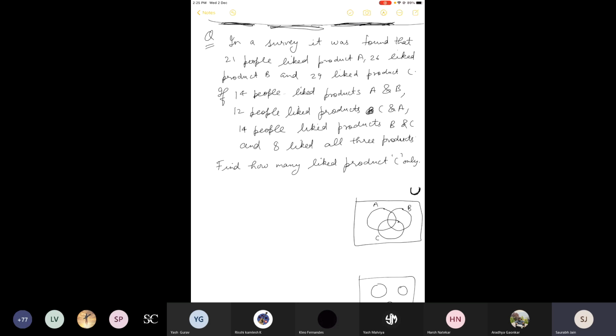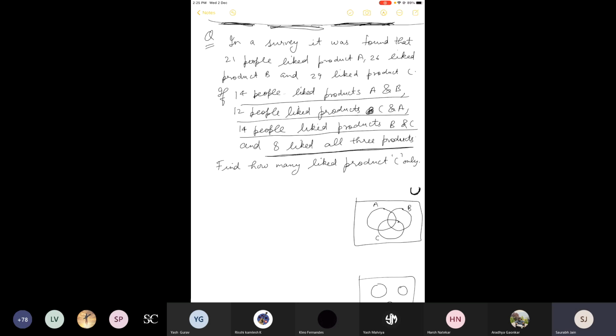It is clearly mentioned that 14 people like products A and B, so A and B must have some common part. 12 people liked C and A, so they have a common part. 14 people liked B and C, so they have some common portion. And the three circles should also have a common region, because 8 liked all three products.